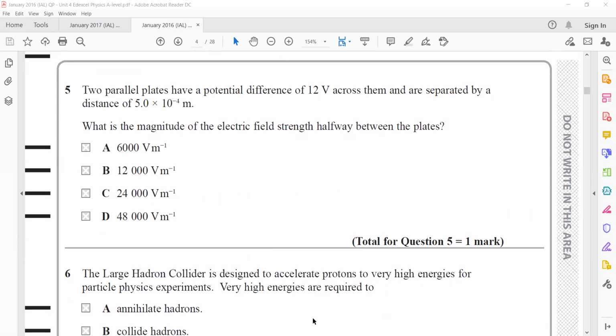Question 5. What could be the answer for question 5? You have the voltage and you have the separation. You need E. Yes, question 5, C is the right answer.